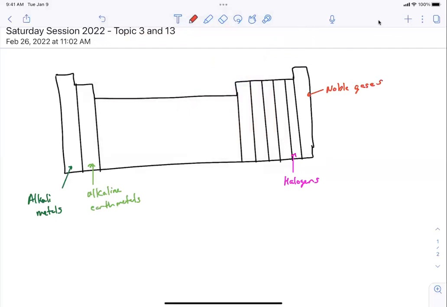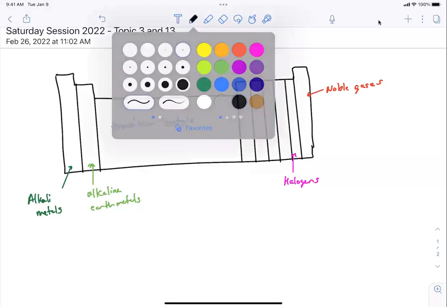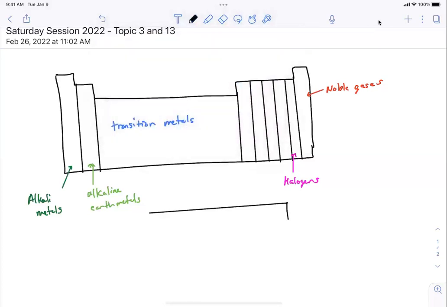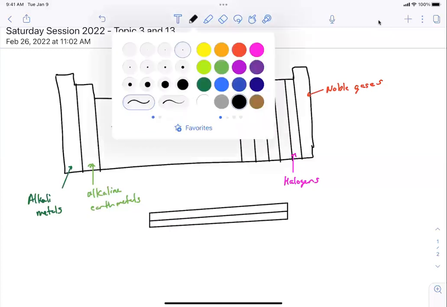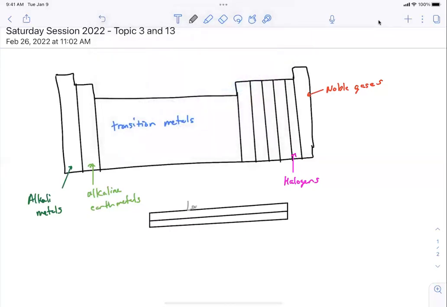Okay. The middle section here, the transition metals. And we'll dig a little deeper into that in a higher level section of this. And then underneath this all, there's 2 rows. And these are known as the lanthanide and the actinide series.